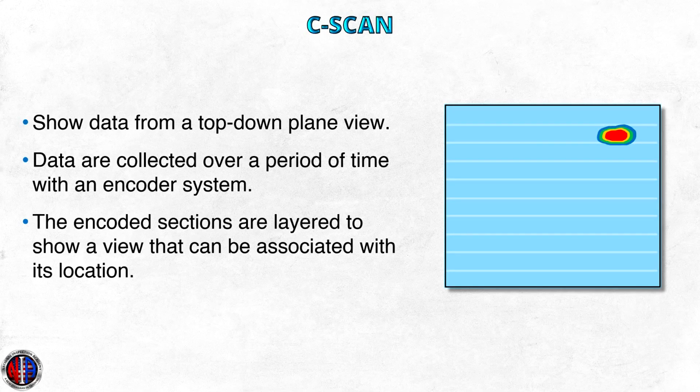The C-scan. C-scans show data from a top-down plane view, where the data are collected over a period of time with an encoder system. The encoded sections are layered to show a view that can be associated with its location.